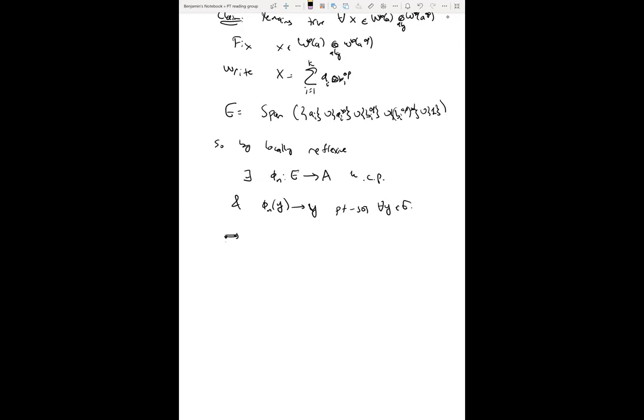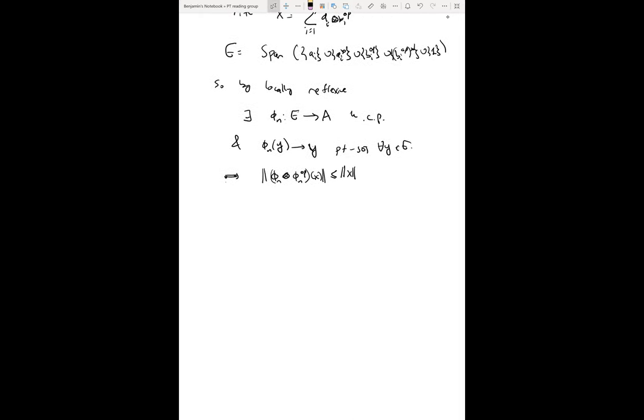First of all, when I look at phi n tensor phi n op and I apply it to x, this is less than or equal to the norm of x. Right, because the tensor product is unital and completely positive, so it's in particular contractive. That's the whole point of complete positivity and complete boundedness: to make sure that things don't go badly when you start tensoring. You have to start tensoring here, so that's why you need it.